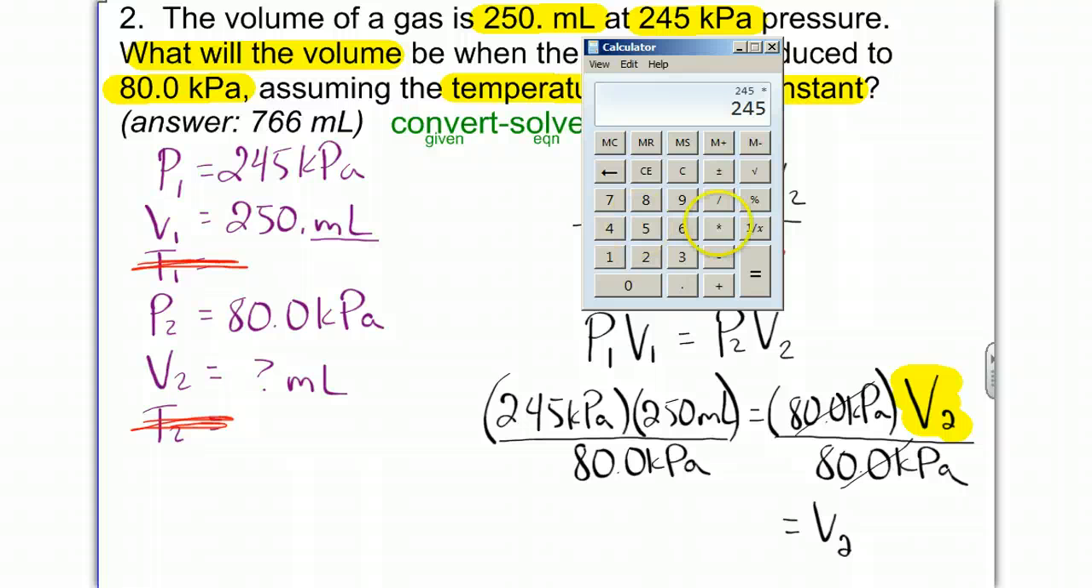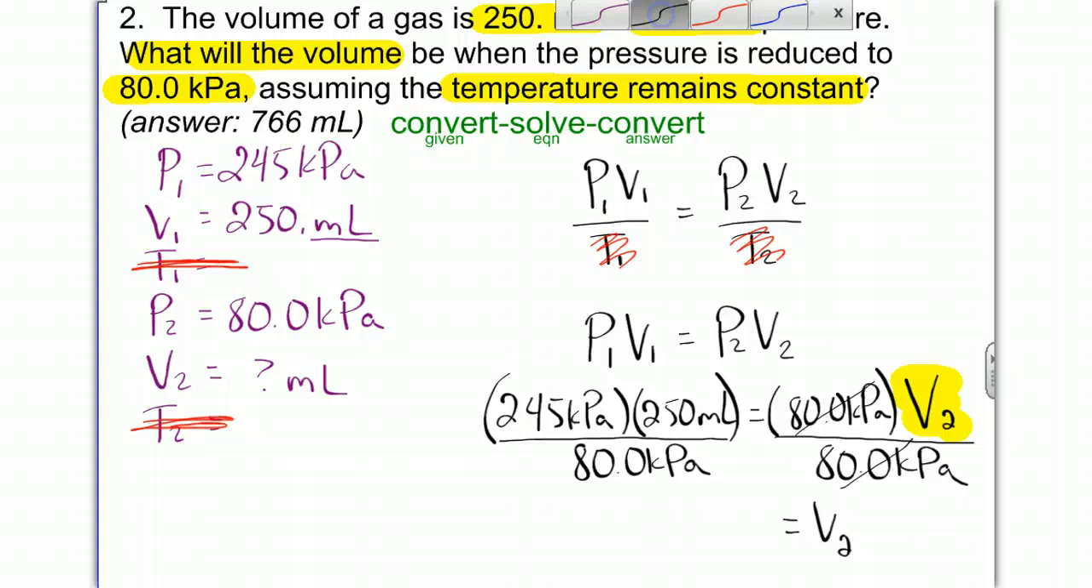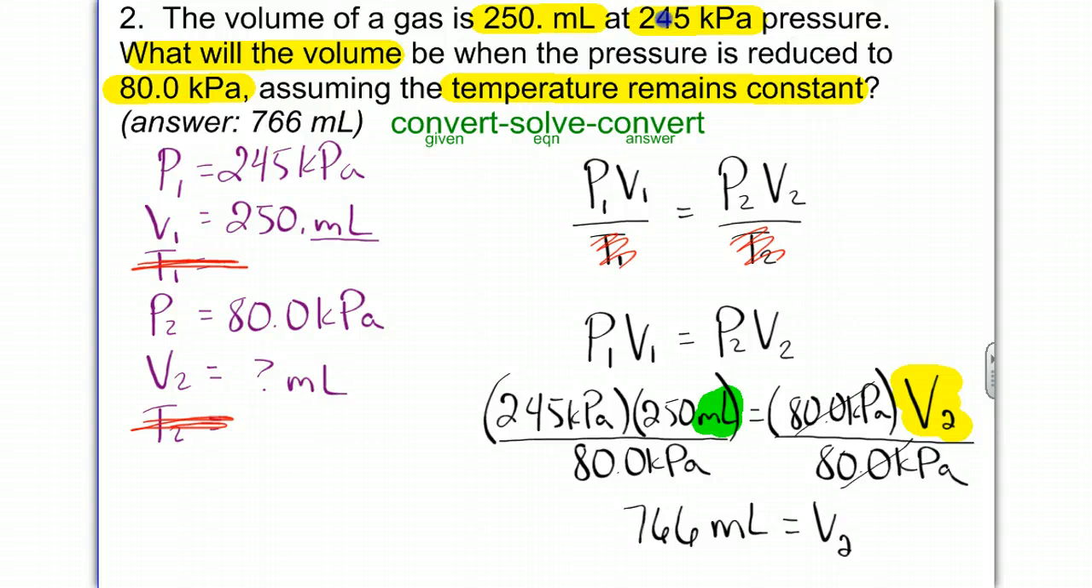245 times 250 divided by 80.0 gives me 766. And we want to use 3 sigs because all my givens have 3 sig figs. So 766. And because my original unit was in milliliters for volume, then my unit for my answer is also going to be in milliliters.